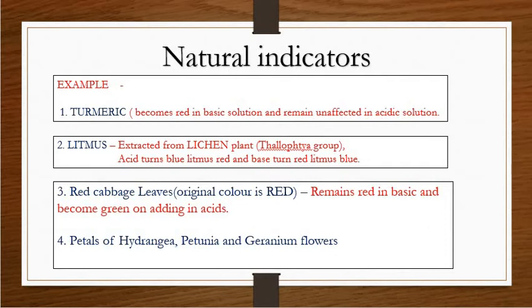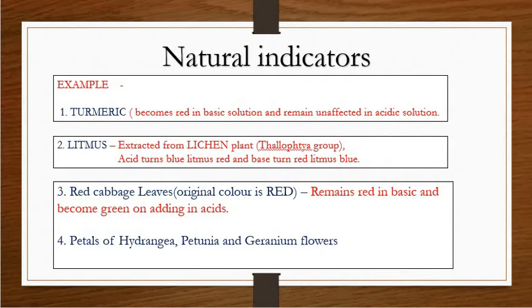Similarly, litmus. Litmus is also a natural indicator. It is extracted from the lichen plant, which belongs to the Thallophyta group. You all know the action of litmus: acid turns blue litmus red and base turns red litmus blue.